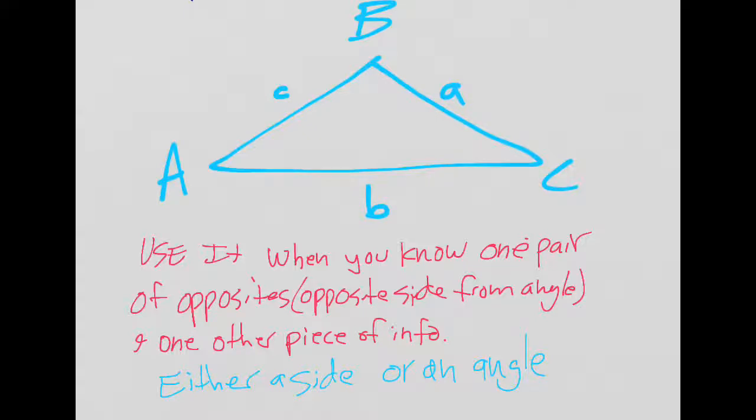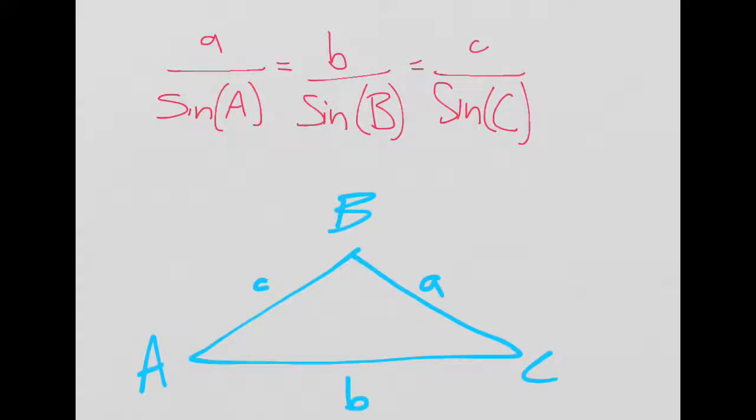So say I know side A and angle A as well. That is what I mean when I say opposite pieces of information. You need to have one full set of opposites, meaning you need to know one angle and the opposite side, and then to use the law of sines, you just need to have one other value. Maybe I know side B, and then I could use that to find angle B. Or maybe I know angle C, and I could use that to find side C. You just need one full set of information and then one other piece of information to use the law of sines. This is the basic setup of the law of sines.